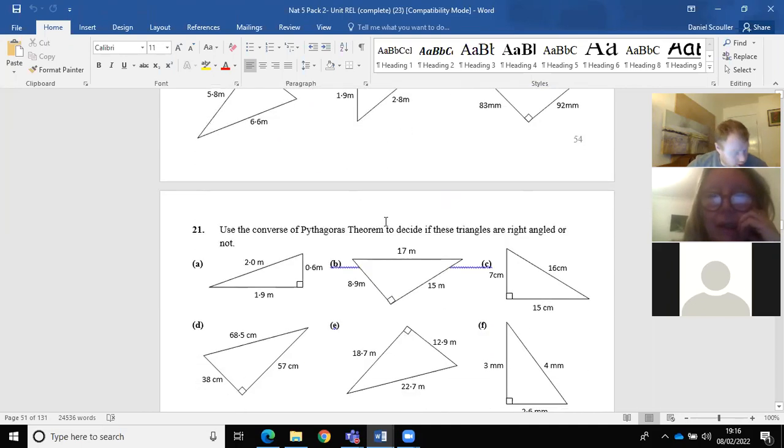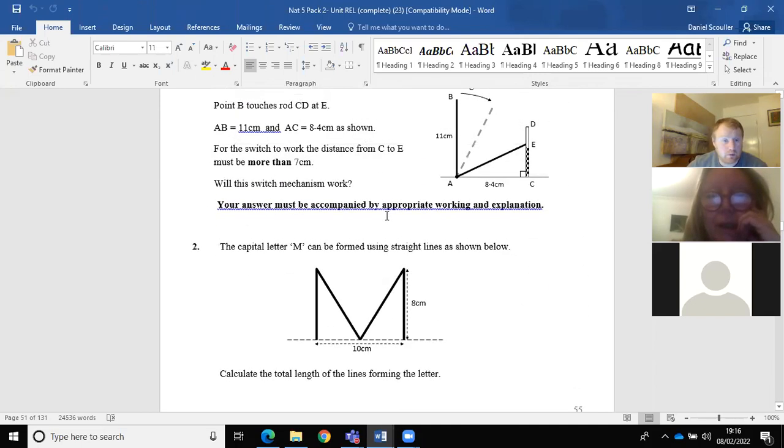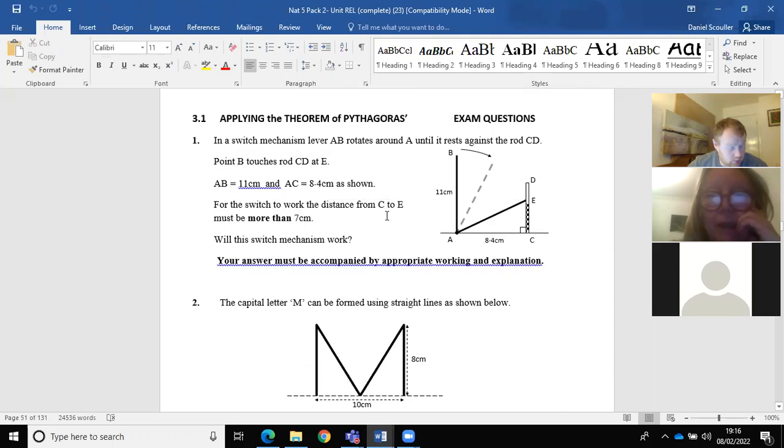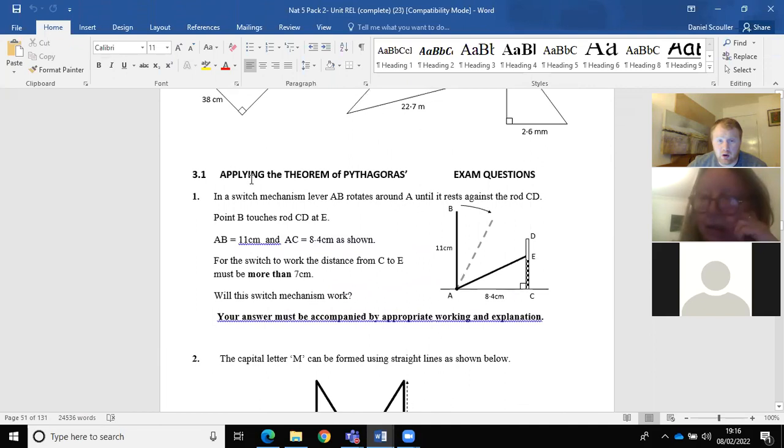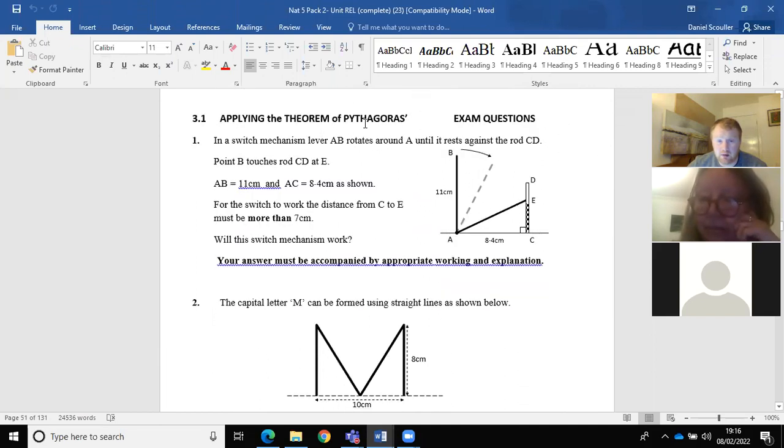Some area. Page 55. Okay, so question 10. Page 55 is the start of sort of applying the theorem of Pythagoras exam question type. Okay, exam level type. So I'll do 2 of these and then we'll take a wee break. So we'll be having a wee break about 7:30. Okay, so we'll do 2.